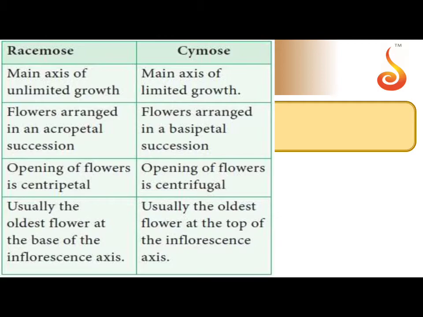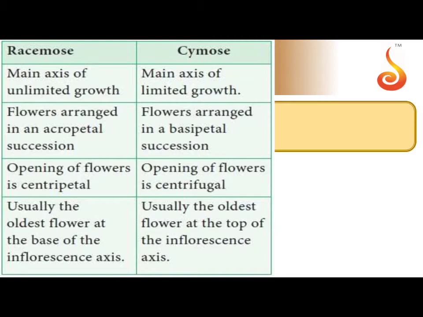That means older flowers at the tip, younger flowers at the lower point of the peduncle. Opening of flowers is centripetal in racemose. Opening of flowers is centrifugal in cymose. This is what I wanted to tell you, because there are questions even on the opening of flowers. So now we have flowers on the racemose peduncle and the cymose peduncle, but this is with reference to the opening of the flowers.